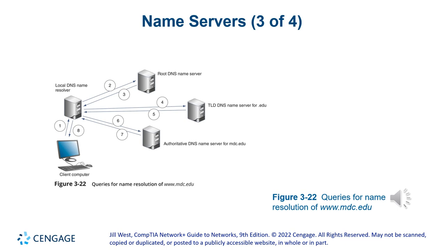He will reply back on number 5 and say, okay, you need to go to this authority server that is called mdc.edu. So on number 6, you go there and ask, hey, what's the IP address for www.mdc.edu? You get the reply to your local DNS server, the resolver, and that will relay the information back to your computer. So your computer now has the real IP address for www.mdc.edu, no longer a name. Now you have an IP address.